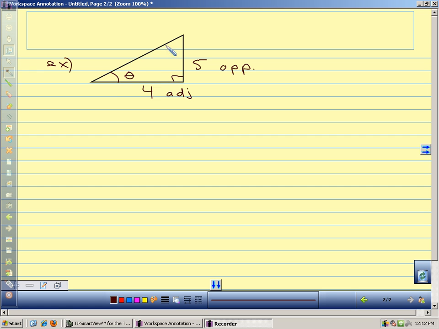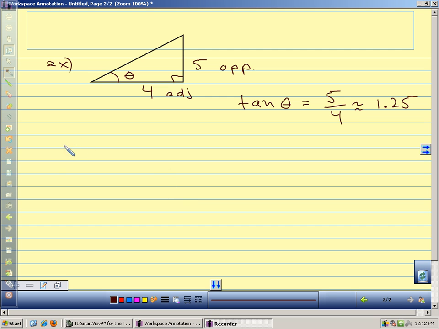The long side is always going to be the hypotenuse in a right triangle. The tangent is the opposite over the adjacent. So we write that the tangent of theta is 5 over 4, and that's approximately 1.25. A problem like this would say, write the tangent of the angle as a ratio, and this is what it's asking you to do. Just put the opposite side divided by the adjacent side.